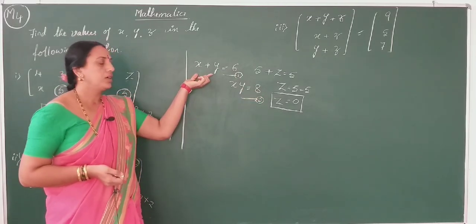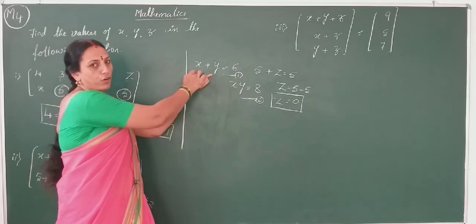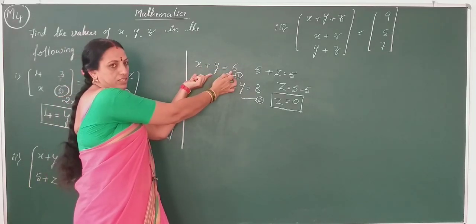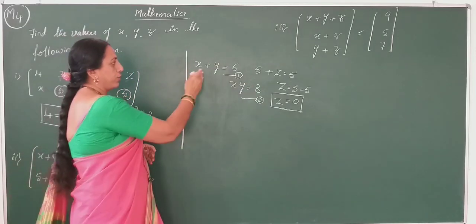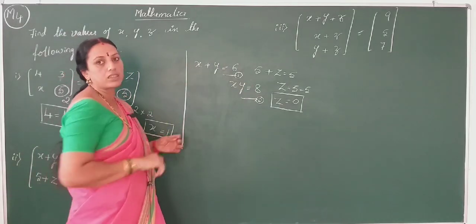So for example 4 and 2, 4 plus 2 is nothing but 6, 4 into 2 is 8. Similarly 2 and 4, x is nothing but 2, y is nothing but 4.